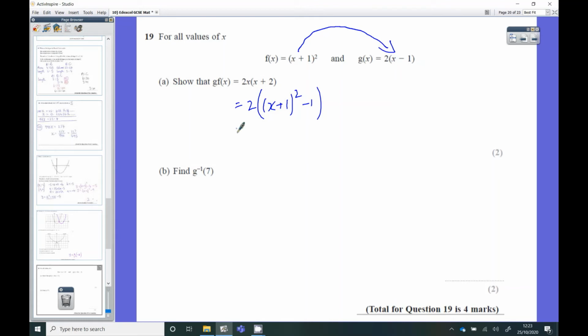Now we've just got to process the algebra. x plus 1 all squared means x plus 1 times x plus 1, which is x squared plus 2x plus 1, and then we've got the minus 1. So that's 2 lots of x squared plus 2x, because the 1 minus 1 cancels. Then we can factorize and take the x outside to give us 2x(x plus 2), as we were required to show.